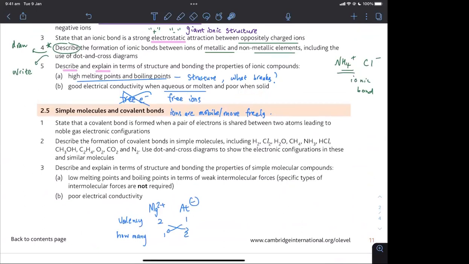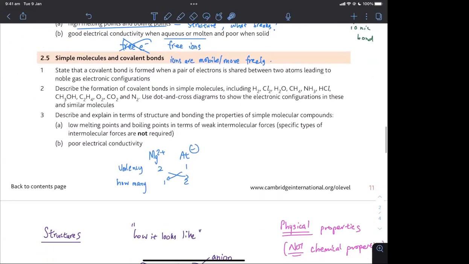Okay. The next thing is on covalent bonding. So a lot of people thought the definition of covalent bond is sharing of electrons. That is the number one mistake. Okay. So be careful. This is about the formation. This is not the definition. This is formation. So what is a covalent bond then?